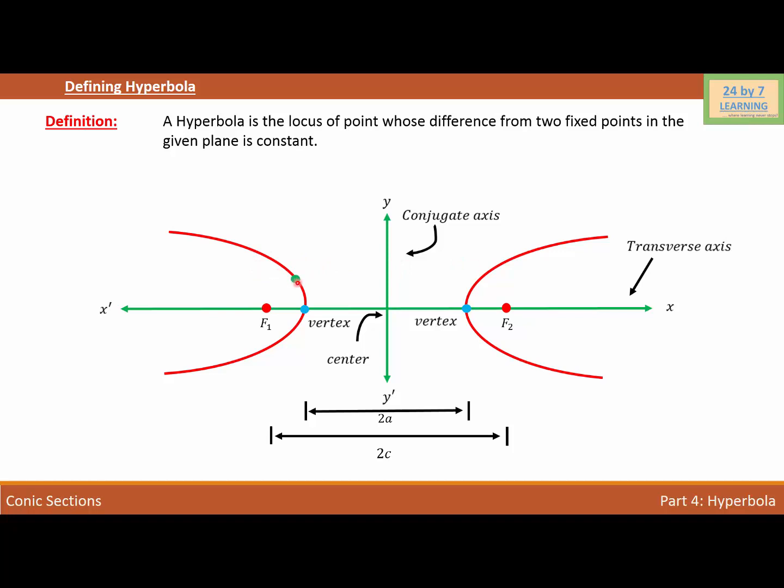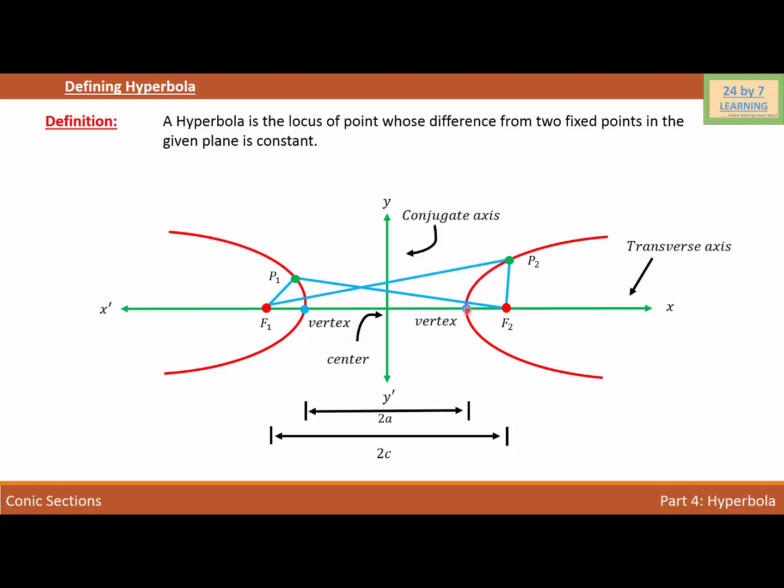Now let's consider a point over here and here. My first point is this point, which is P1, and I have another point over here, which is P2. Now I'm going to connect point P1 with F1 first and then P1 with F2, and in the same way I'm going to connect P2 with F1 and then P2 with F2.